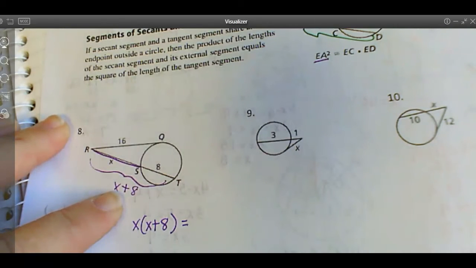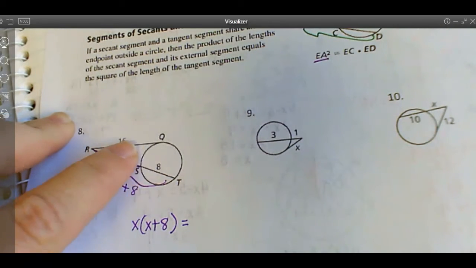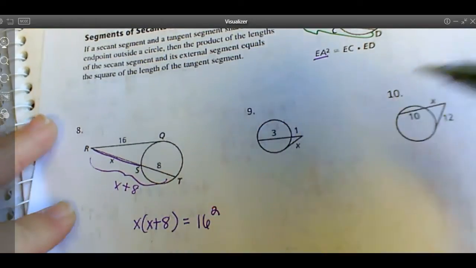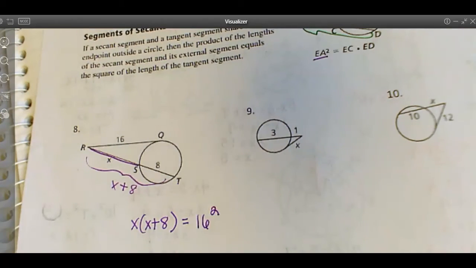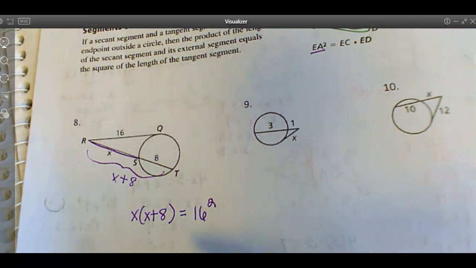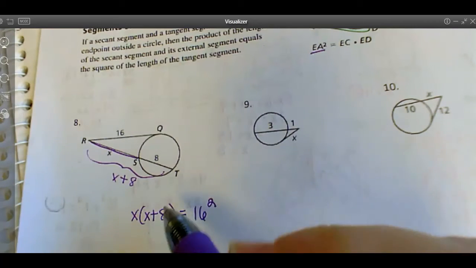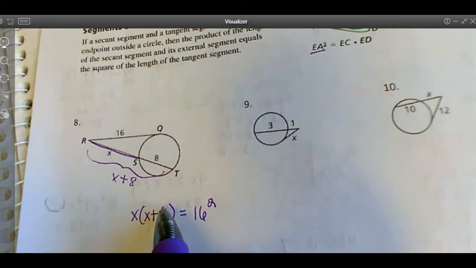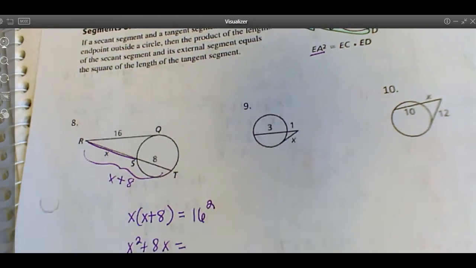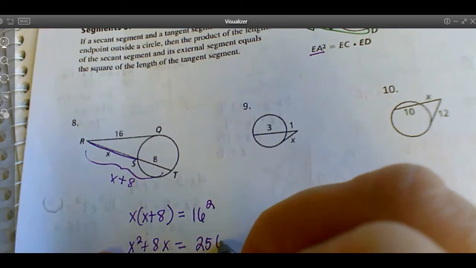And then for the part of the tangent, you put 16 squared, because there's nothing to multiply it by, so instead we square it. Alright, this is a weird one, but I'm going to show it to you anyway. So you do x times both things, so you get x squared plus 8x, and then you do 16 squared, which is 256.